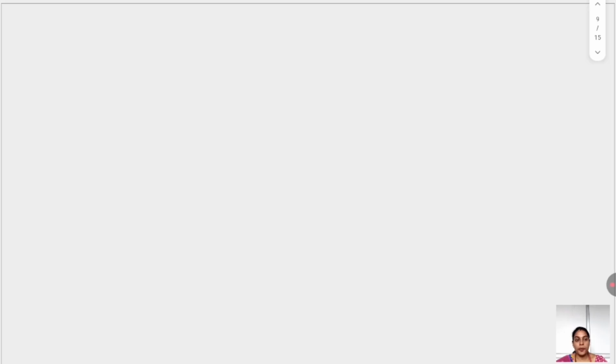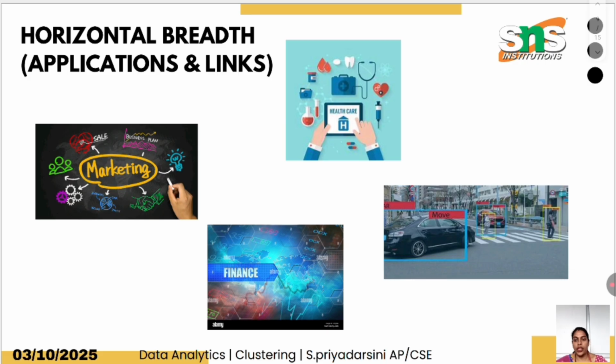Okay, next we will see about the horizontal breadth, that is real world applications where we are using the k-means algorithm. Now let's widen our lens. Clustering is not just for marketing. It is used in biology for gene clustering, in social networks for community detection, in cyber security for anomaly detection, and even in astronomy. Wherever you have data without labels, clustering can help make sense of it.